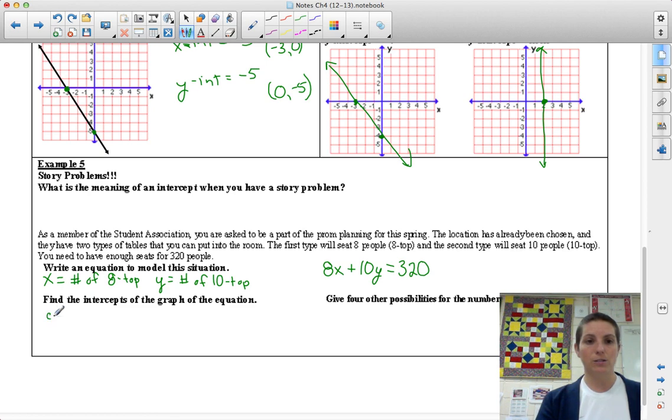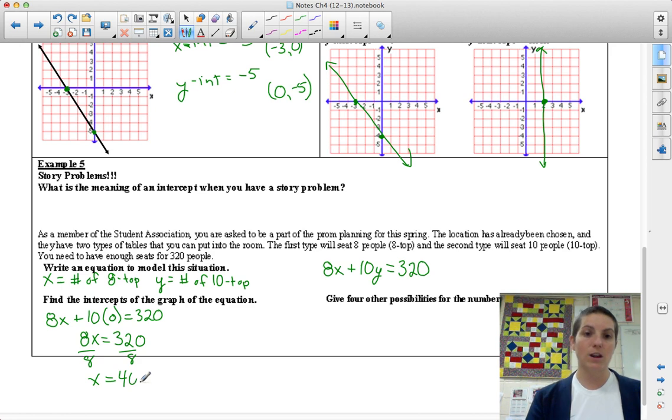So my x-intercept, what if I only have 8 tops? 8x plus 10 times 0, so I don't want to have any 10 tops. And I still have to seat those 320 people. So that means that 8x is equal to 320. Divide both sides by 8. And we get x is equal to 40. So I would have to have enough room to put 40 tables into that room.